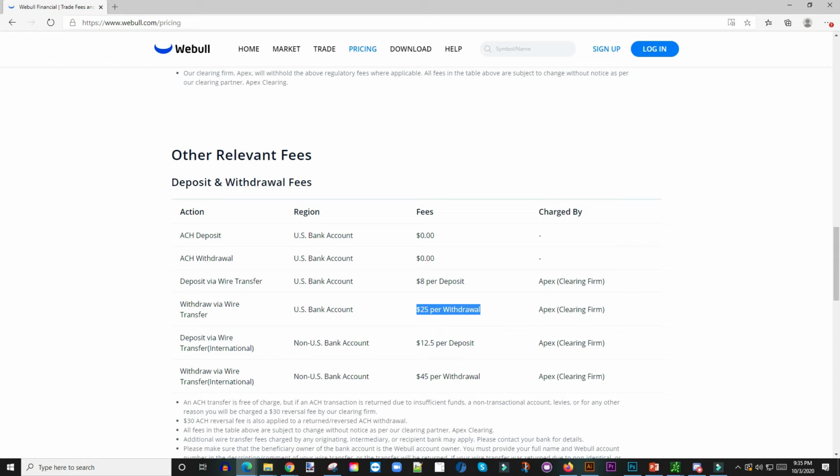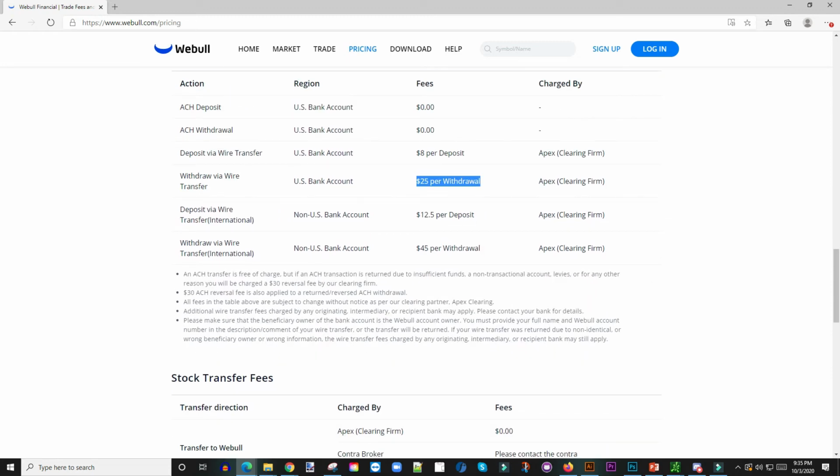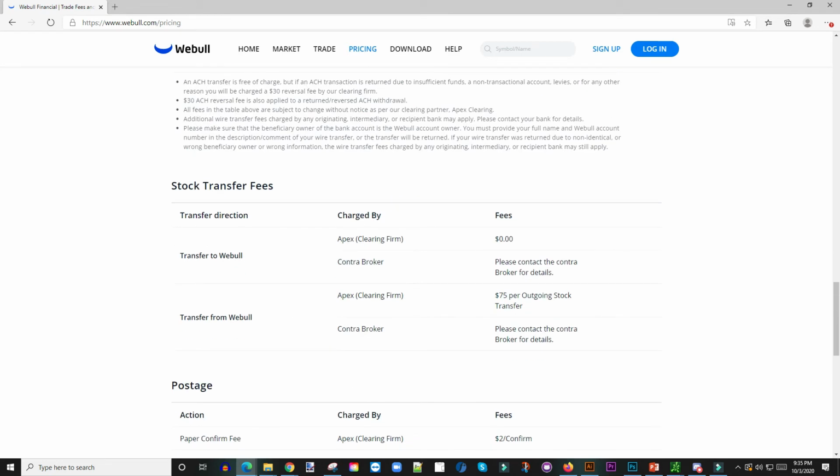The next one is if you are doing a deposit via wire transfer for international people or non-US bank accounts, it's $12.50 per deposit. If you're doing withdrawals from WeBull to your bank account for a non-US bank account, it's $45 per withdrawal, which is pretty steep in my opinion. So you have to be aware of that.